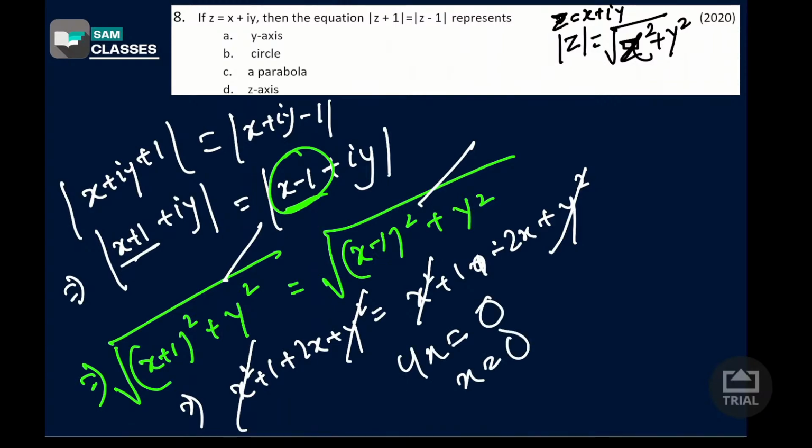So x equal to 0, a straight line. x equal to 0 is which line? Y axis. x equal to 0, which line, students? Y axis. Clear everyone? Come on everybody, PYQs is going on, come on fast. Clear everyone?